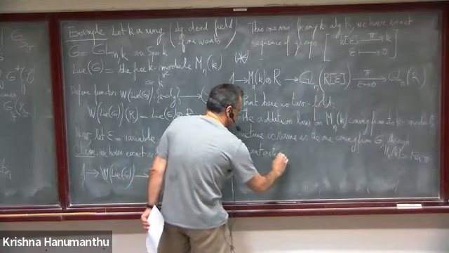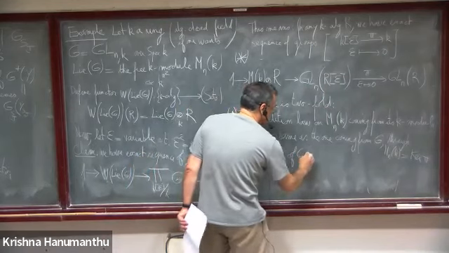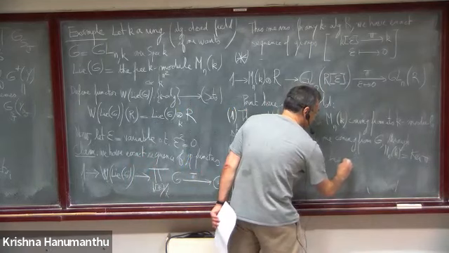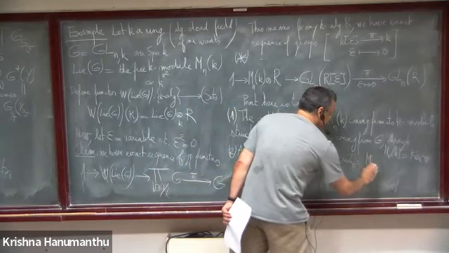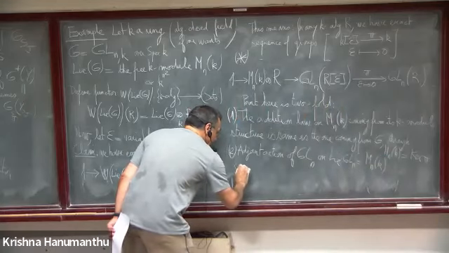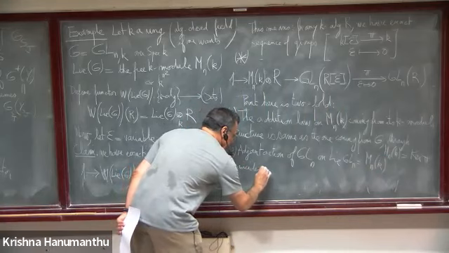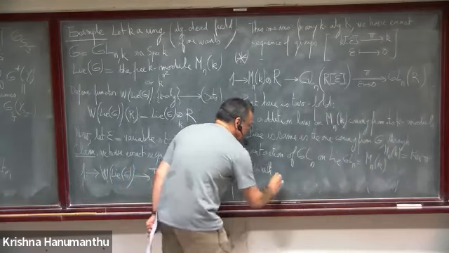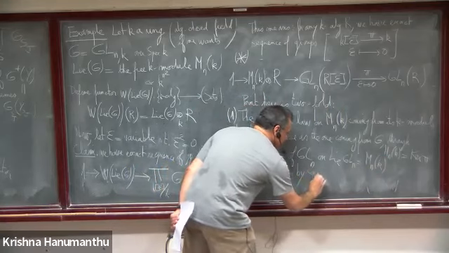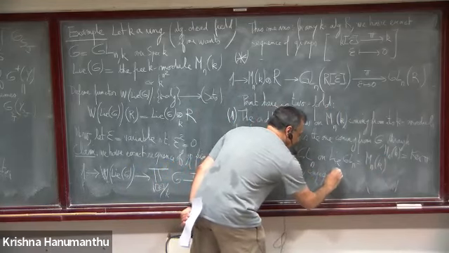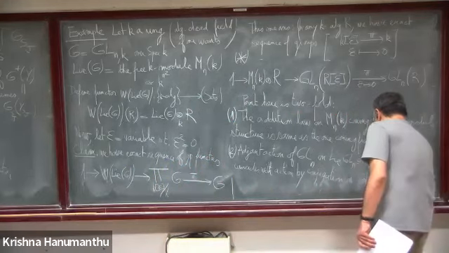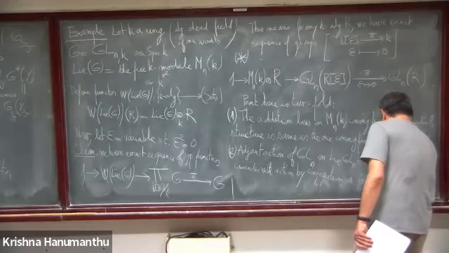And the second point is that the adjoint action of GLN on its Lie algebra, that is a space of n by n matrices, coincides with the action by conjugation in GLN of epsilon.